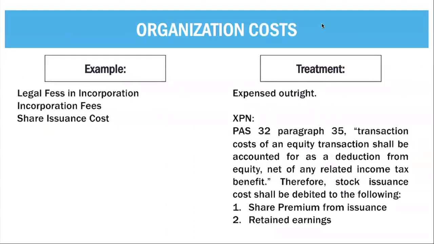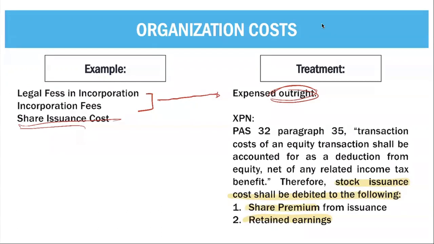Next, organization cost. Your organization costs, examples are your legal fees in incorporation, so any fees you pay to your lawyers during the incorporation of a corporation, and incorporation fees paid to the SEC, and share issuance costs, or the cost of issuing the shares. So generally, the first two items are expensed outright. Okay, legal fees in incorporation and incorporation fees, they are expensed outright. However, share issuance costs, what is the treatment? The share issuance cost shall be debited to the following. First, your share premium from issuance, and then later, retained earnings.